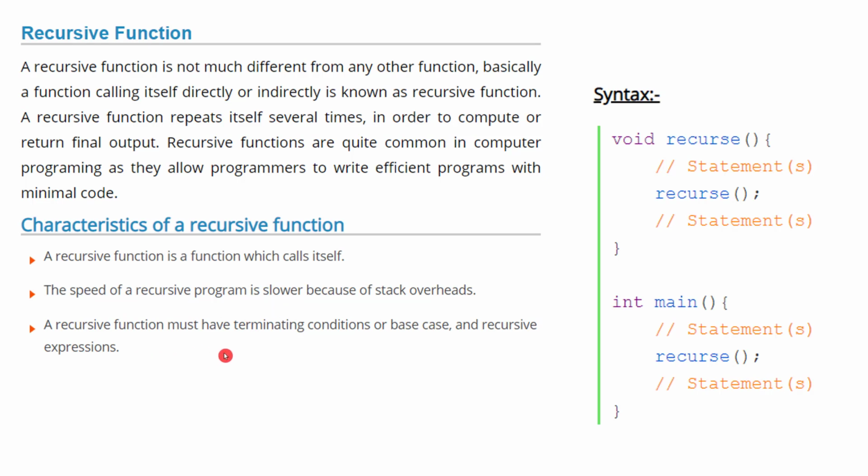A recursive function must have terminating conditions or a base case, and recursive expressions. So there is some condition to stop the iteration. The general syntax is: for a function, you have int main, a recurse statement. When the recurse statement comes, the control will jump to the user function, void recurse. Okay, general syntax. Let's see a problem to make it clear.